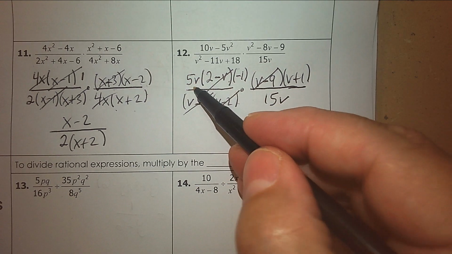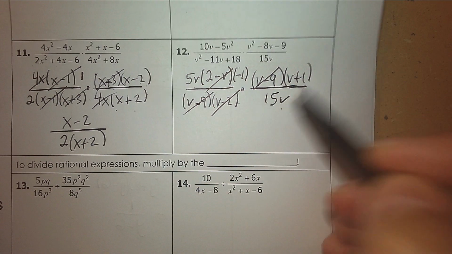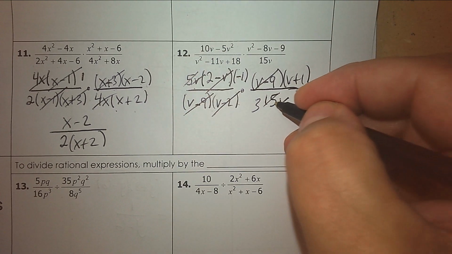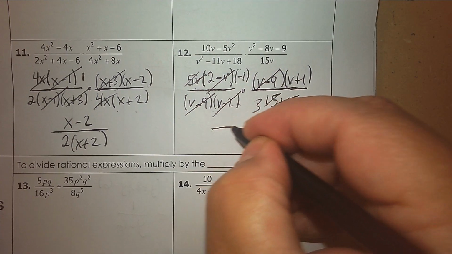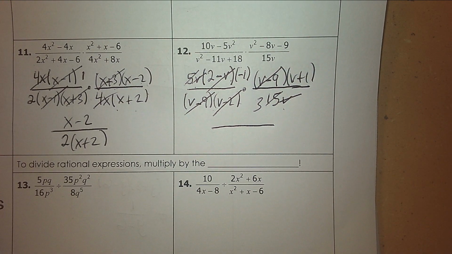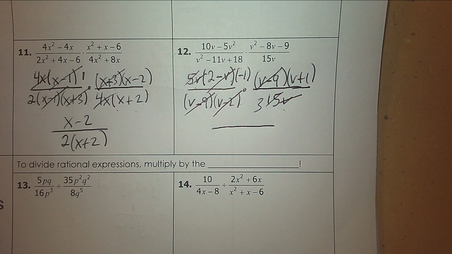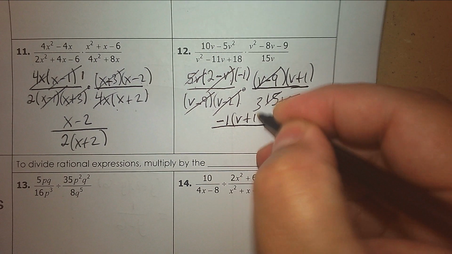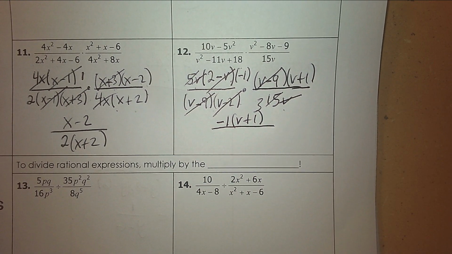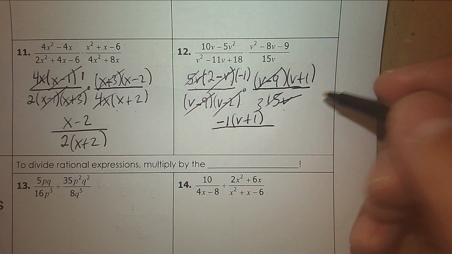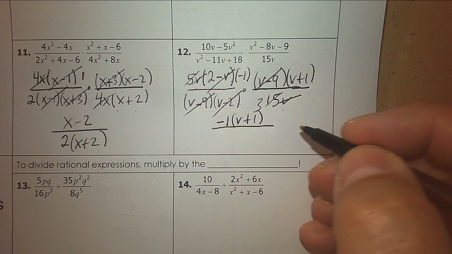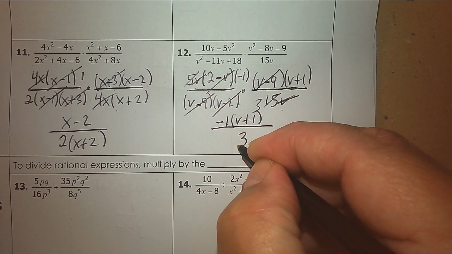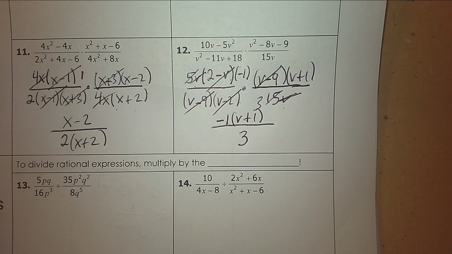So 5v and 15v, right? So 5 goes into 15, and the v's divide out. So we have one fraction. Now what's left for the numerator, and what's left for the denominator? Negative 1 and v plus 1. So negative 1, and it's okay to write it like that. You could also write it as negative v, take away 1. Both are great. And what's left in the denominator? There's no v, right? That v divided out. So the only thing left in the denominator is a 3. Perfect. Hey, what goes with multiplying?